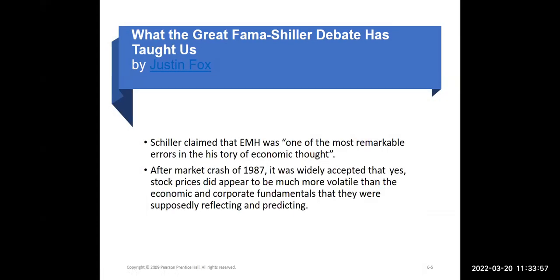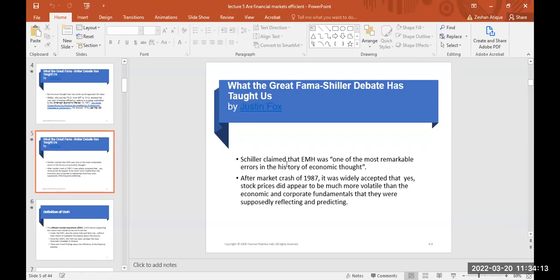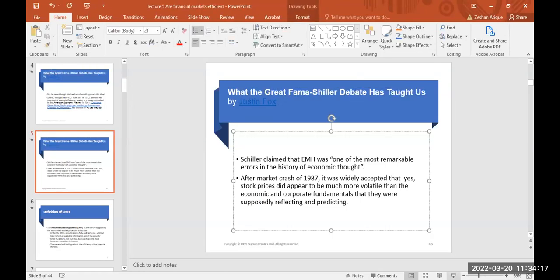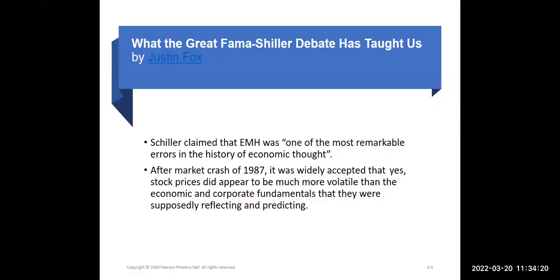Shiller claimed that the EMH, the efficient market hypothesis, was one of the most remarkable errors in the history of economic thought. After the market crash of 1987, it was widely accepted that stock prices did appear to be much more volatile than the economic and corporate fundamentals that they were supposedly reflecting and predicting.